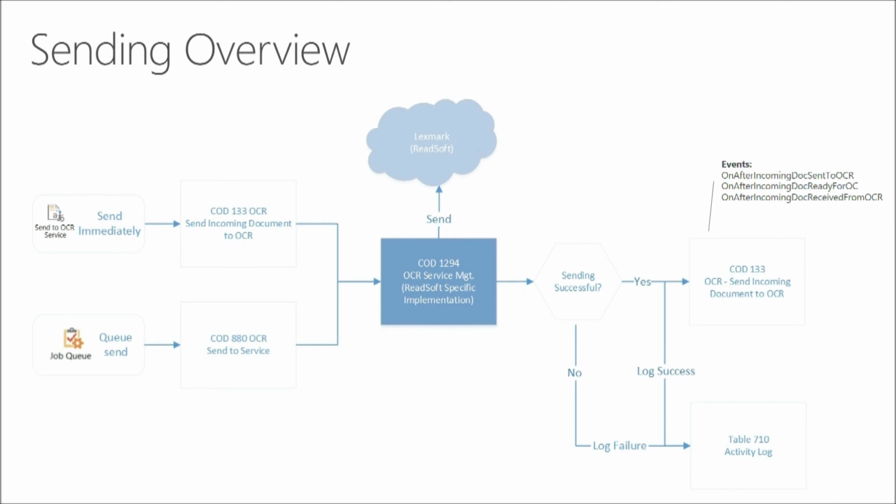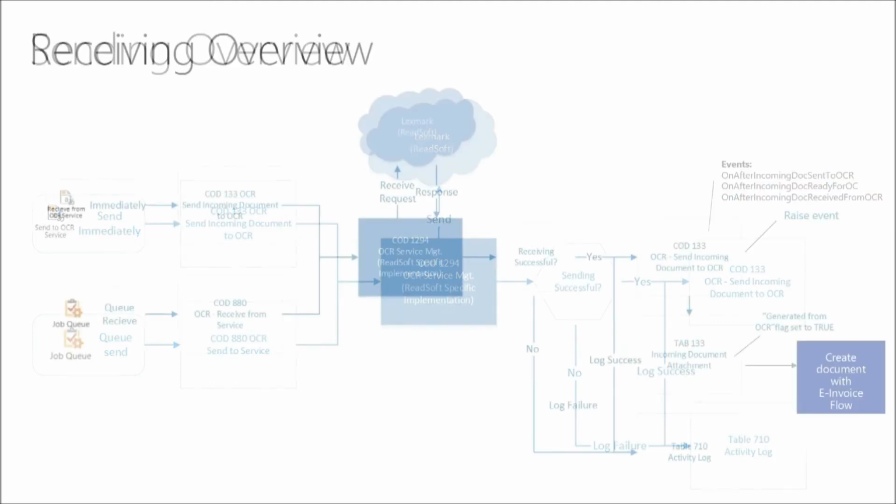If the sending was successful, we will invoke the event in the code unit 133, and this event is being used for workload purposes. You can also use it to extend, but basically it's there for the automation. And we are, of course, logging both successes and failures into the activity log.